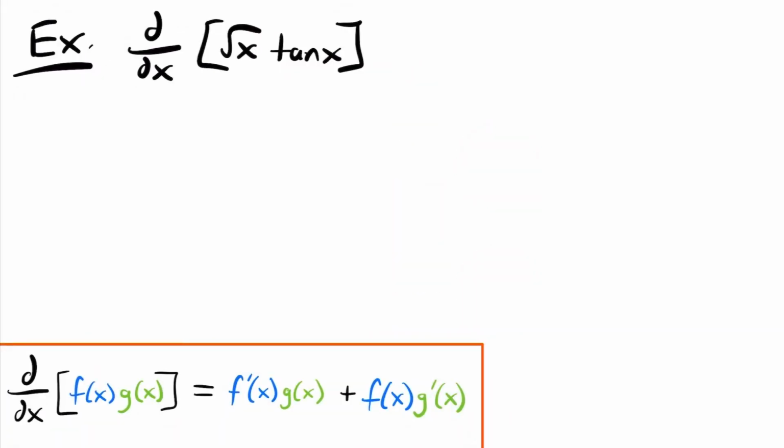All right, welcome back. We're going to begin with this derivative here. We have the derivative of the square root of x times tangent x. Now, for most of these problems, I'm going to have the product rule down here at the bottom so that you can reference it as we go through these examples.